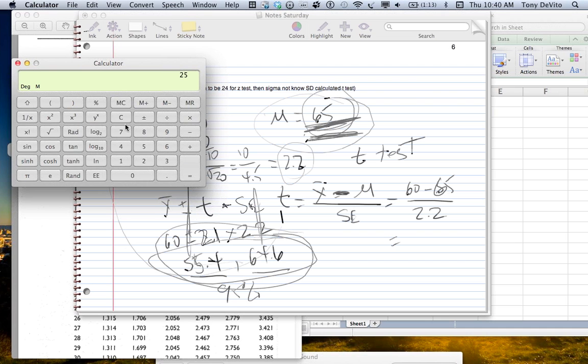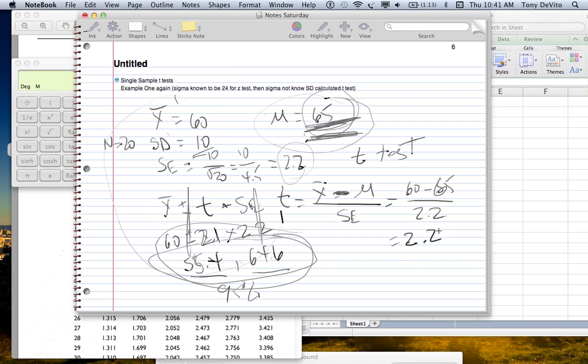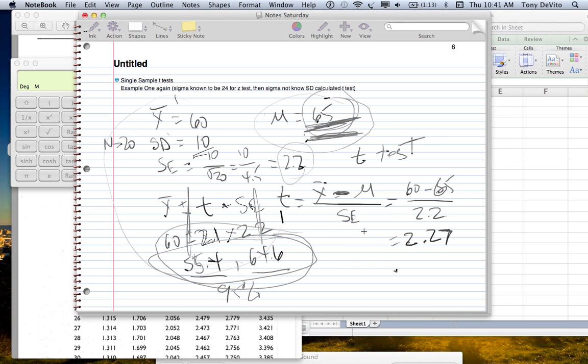That's 5 divided by 2.2, which is equal to 2.227. Let's see what I got there. 2.27. Okay, that's my t-score for the difference between these two means. These two means are 2.27 standard errors apart for a sample size of 20, or degrees of freedom 19.